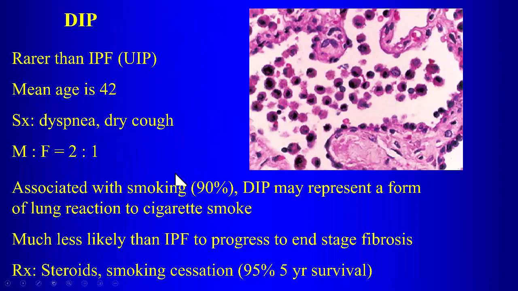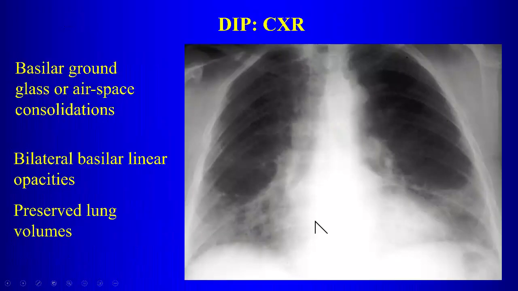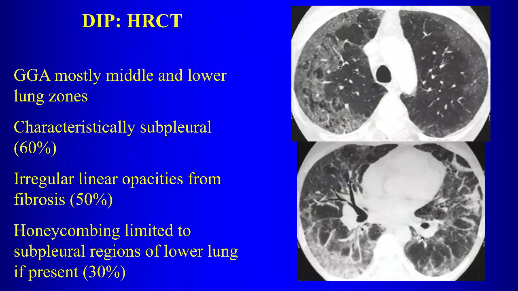So it's rarer than idiopathic pulmonary fibrosis. 90% of these patients will be smokers, so this is associated with smoking. Less likely to progress to fibrosis, so this can be treated with steroids, or we ask the patient to stop smoking, and it does get better. So you can have these ground glassy opacities. The patient can be symptomatic, short of breath, and on pathology, we will have these alveolar macrophages.